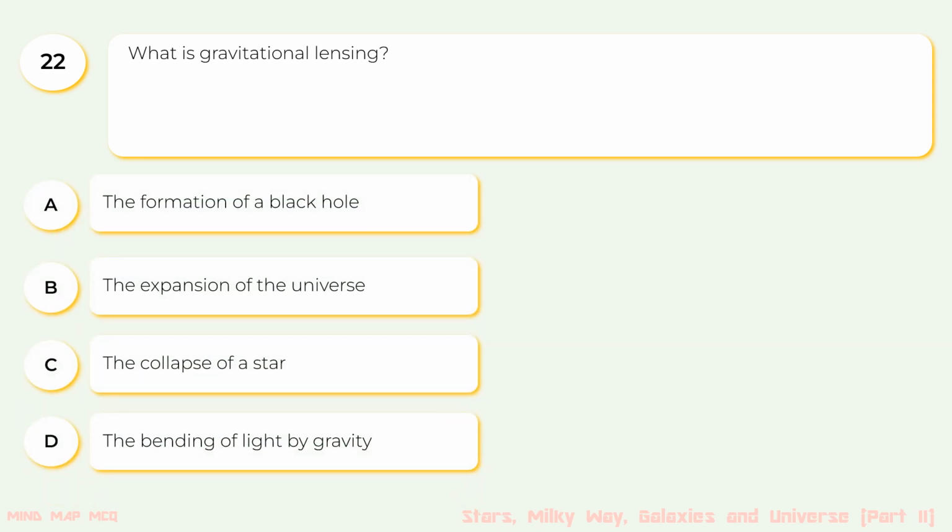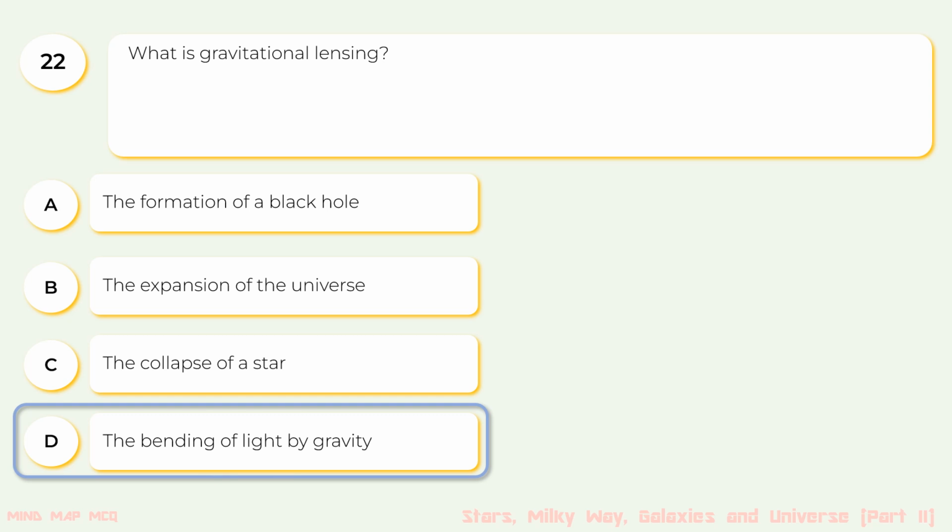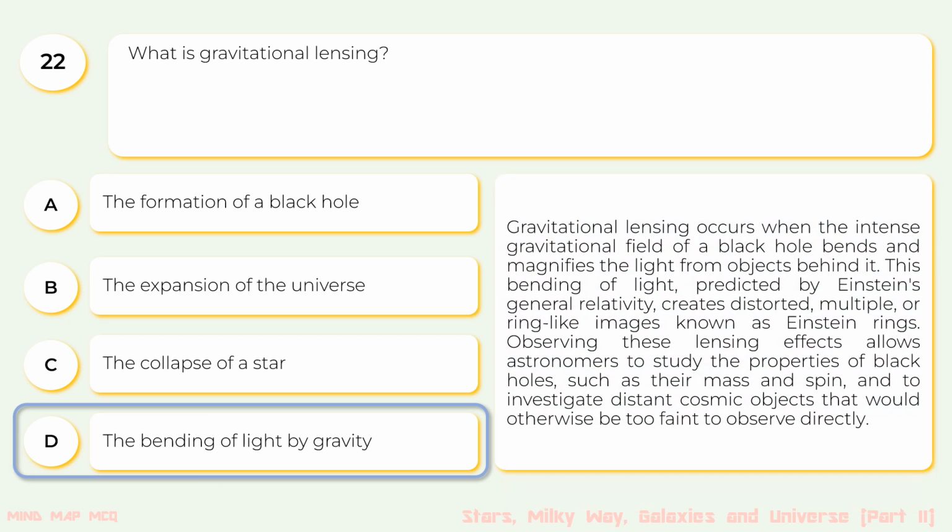What is gravitational lensing? The options are A. The formation of a black hole, B. The expansion of the universe, C. The collapse of a star, or D. The bending of light by gravity. The correct option is D. The bending of light by gravity.